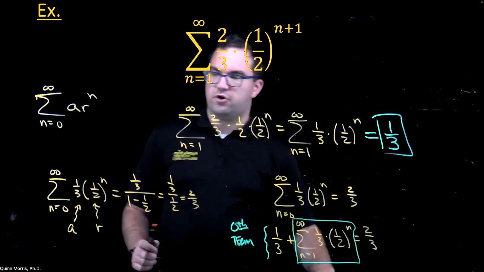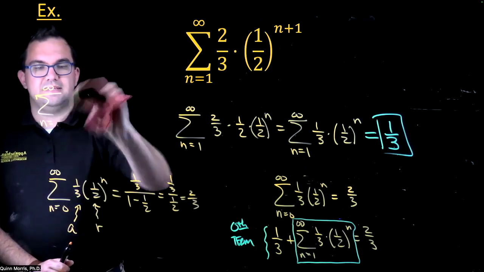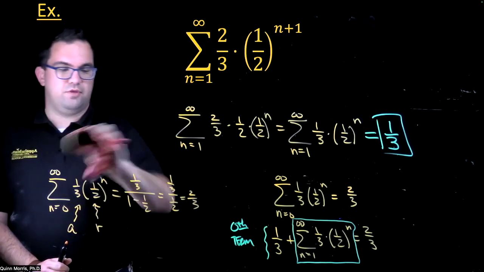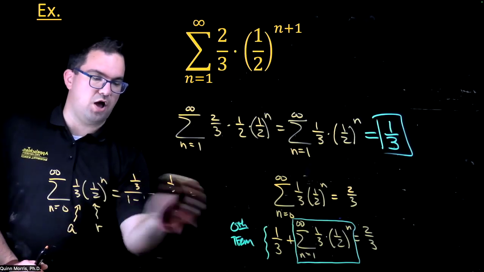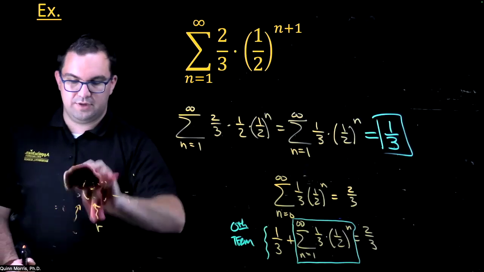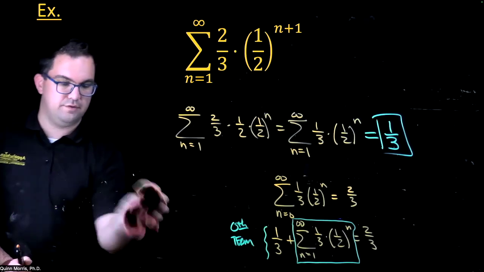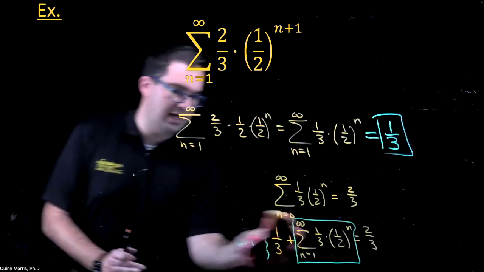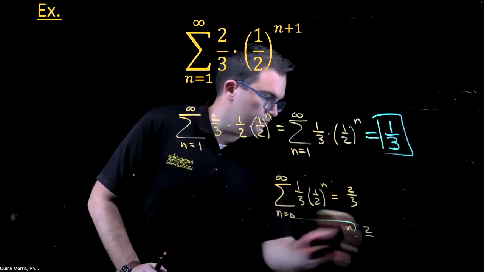Now, a quick note of caution. It's tempting to skip over the bit where we worry about whether or not R is less than 1. But what I want to show you is that that's actually very important, because if we're not careful about that, it can lead us astray.